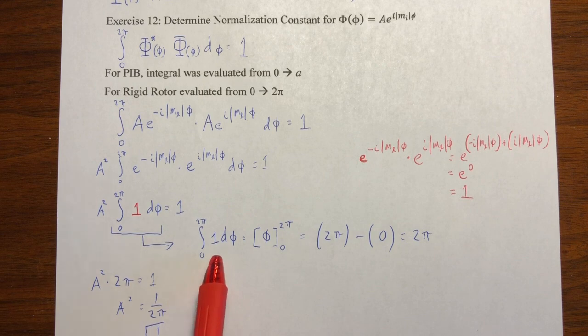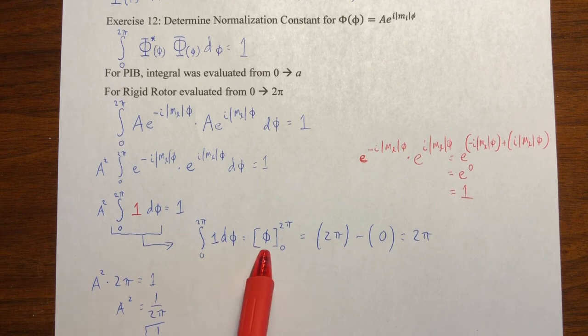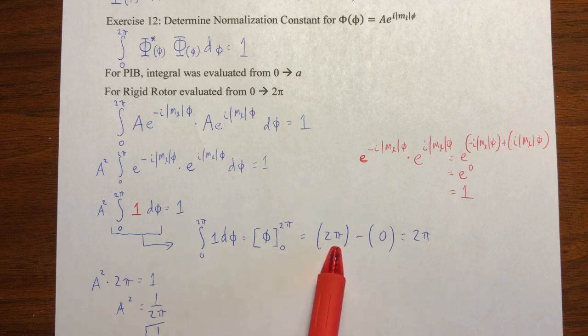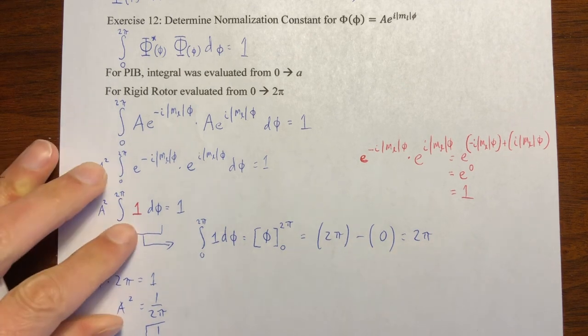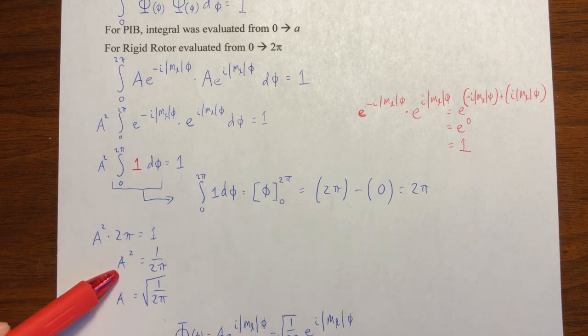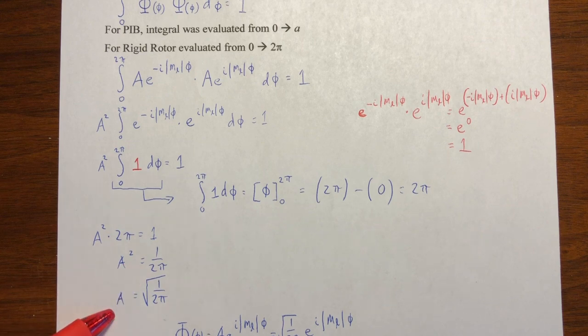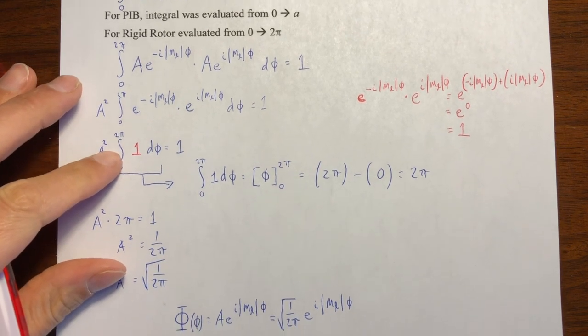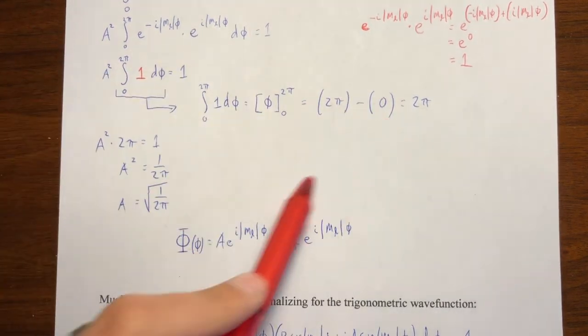And so when we integrate 1 from 0 to 2 pi with respect to phi, we get phi, and we evaluate from 2 pi to 0. So this integral is equal to 2 pi minus 0, which is equal to 2 pi. And so we can plug in 2 pi for our integral, and we get A squared times 2 pi is equal to 1, which means that A squared is equal to 1 over 2 pi, and A, our normalization constant, is equal to the square root of 1 over 2 pi. Really, not that bad. The exponential form is a little weird, but with this complex conjugate, it simplifies the integral greatly.